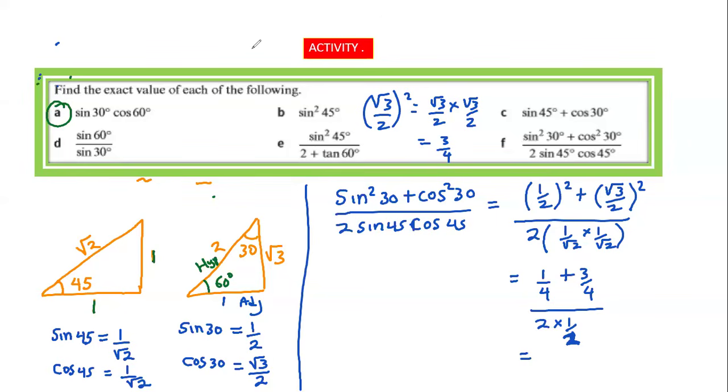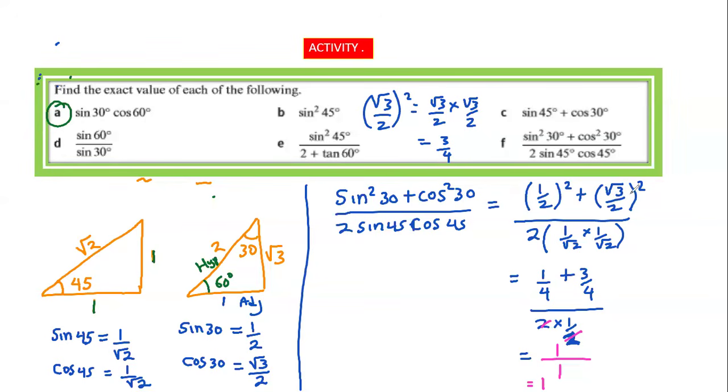This half is divided by the denominator. When you multiply inside this fraction we get 2 over 2, and that 2 cancels with the 2 outside, so our denominator becomes 1. A half divided by 1, we get our answer as a half.